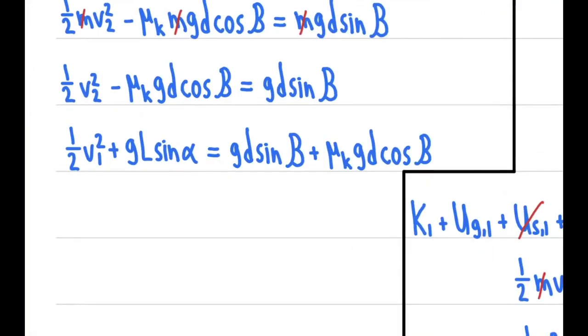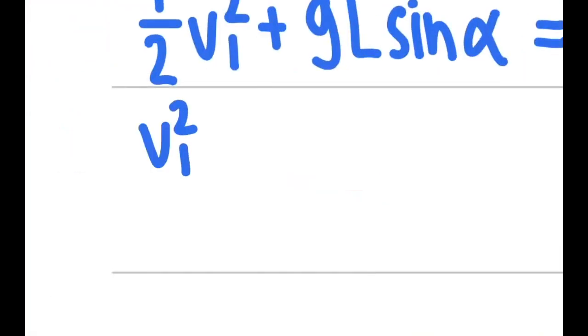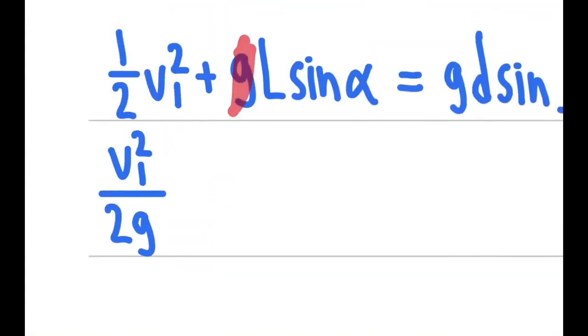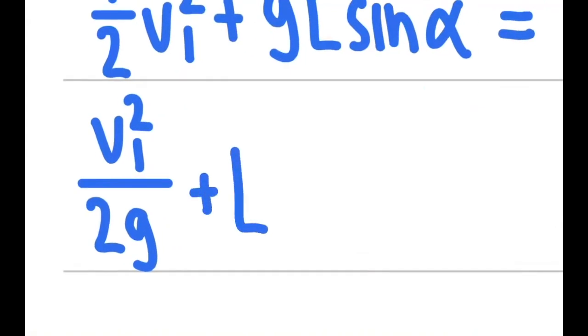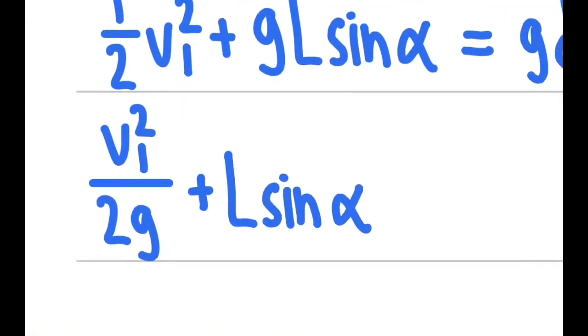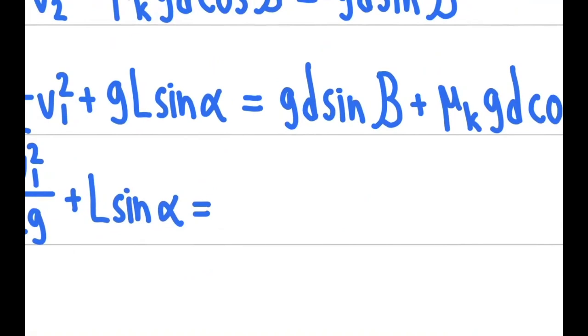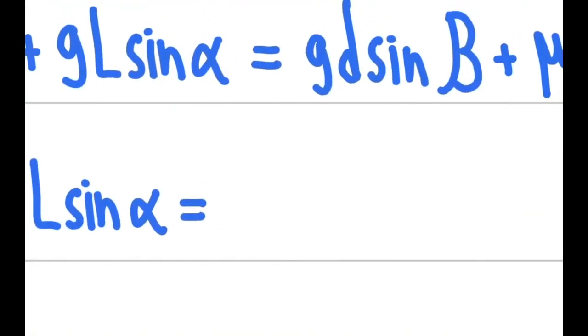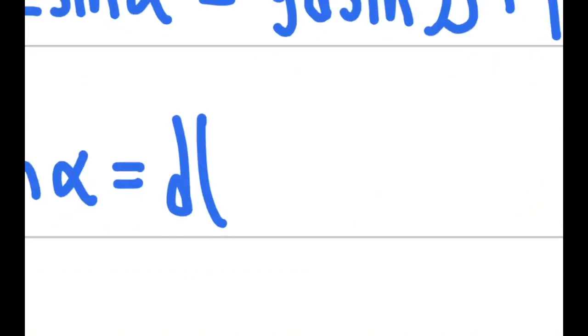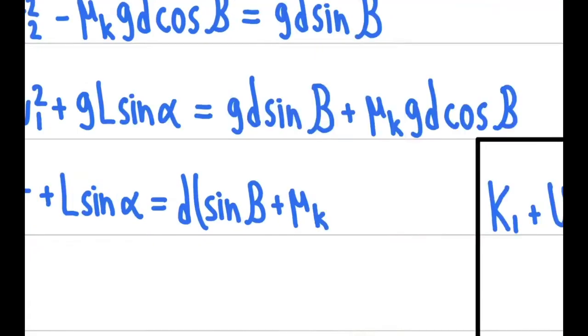So what I'll do is I'll factor out the D on the right-hand side, and I'll divide both sides of the equation by g since g is popping up a lot. So you'll get v1 squared, instead of times 1/2, I'm going to write divided by 2, and I also divided by g. I divide by g, so this will cancel, so it just becomes plus L sine alpha. Again, I divided by g and I factored out the D. So the right-hand side becomes D times sine of beta plus mu k cosine beta.